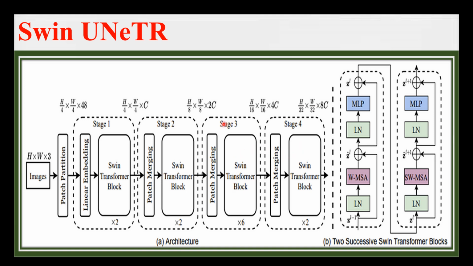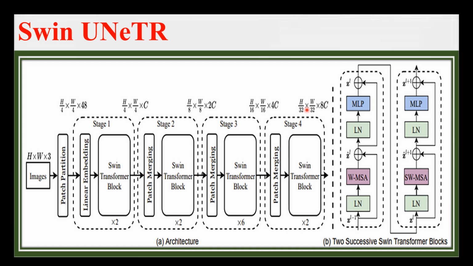Also, we have asynchronous processing. So the Swin UNETR uses an asynchronous processing strategy where the patches from the input image are processed in parallel. And this strategy enables Swin UNETR to efficiently process large images and reduce the computational cost. So the Swin UNETR is designed to be computationally efficient and effective for brain tumor segmentation in MRI images.